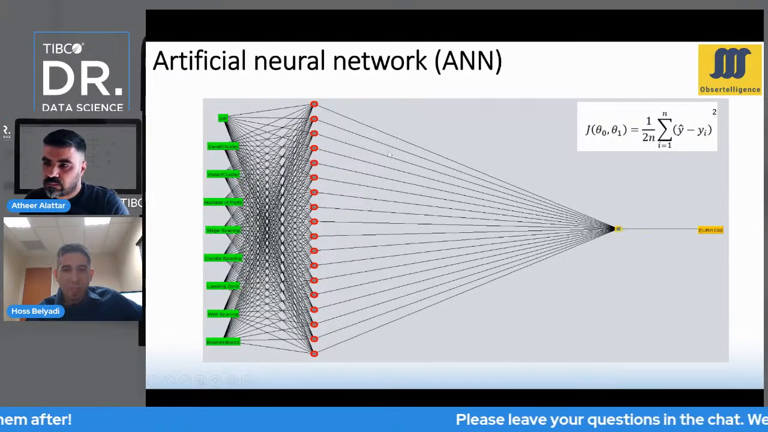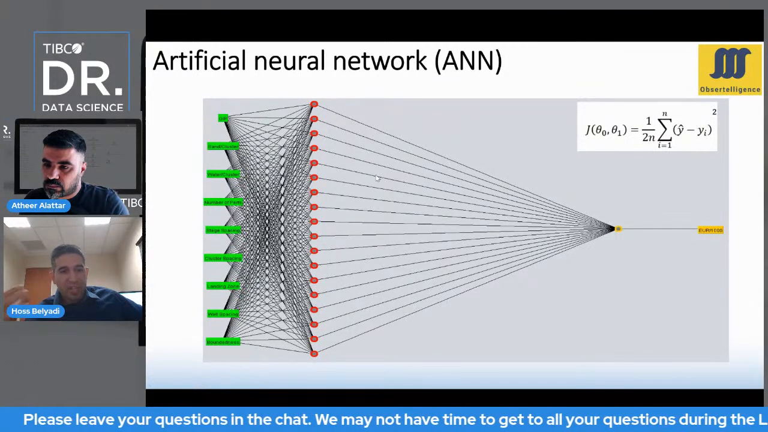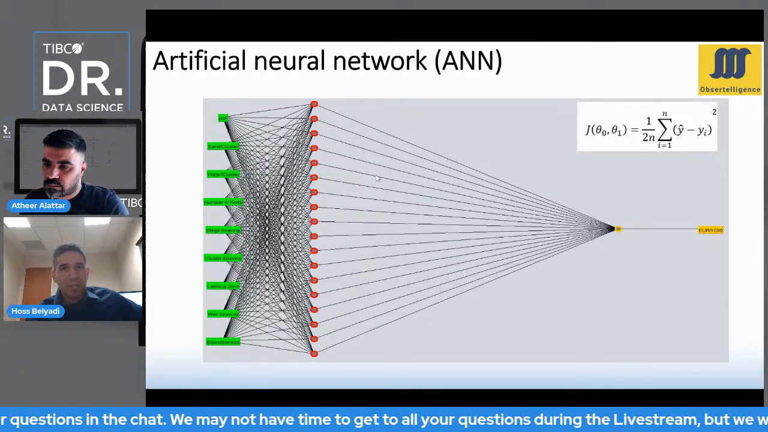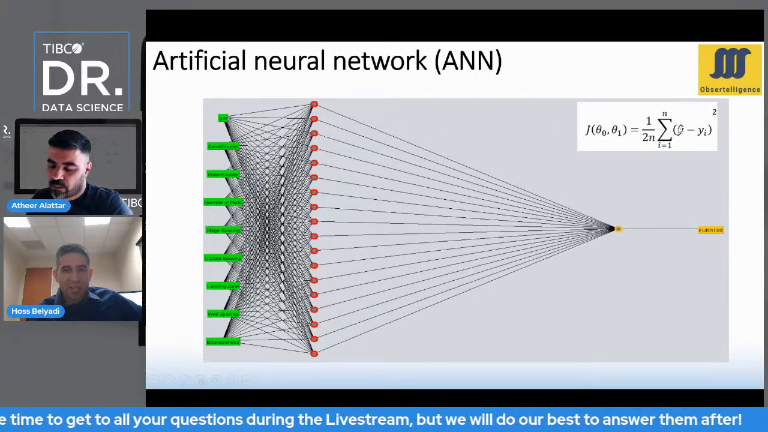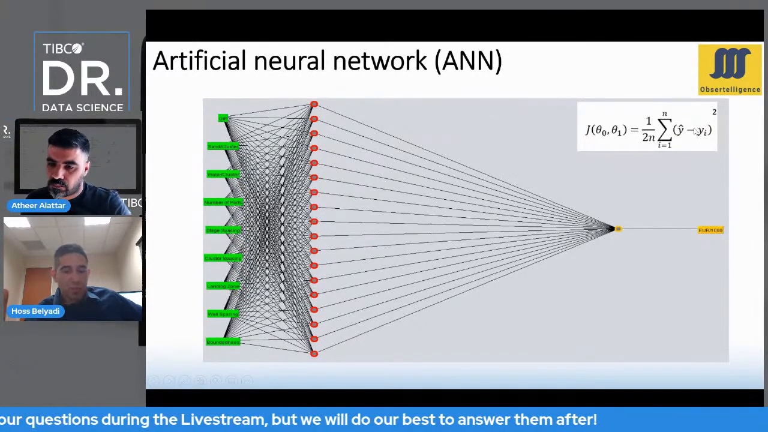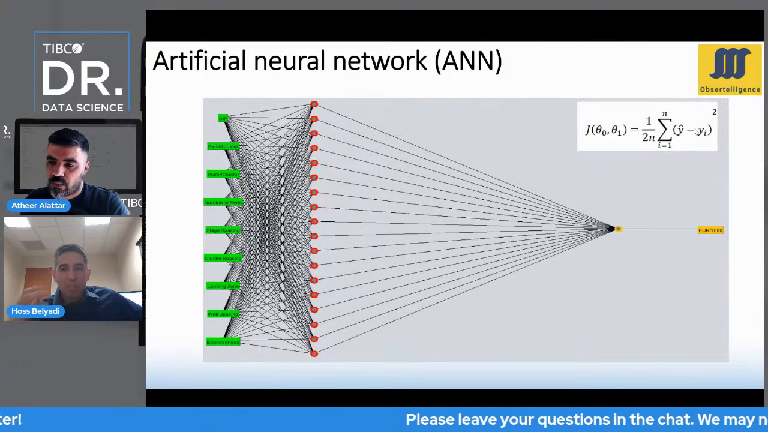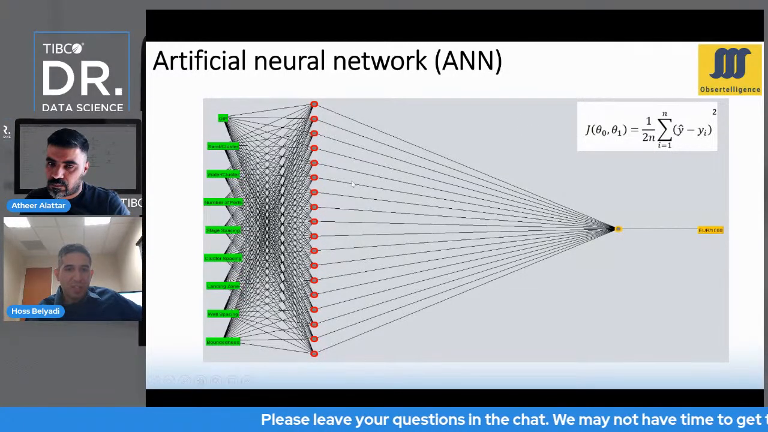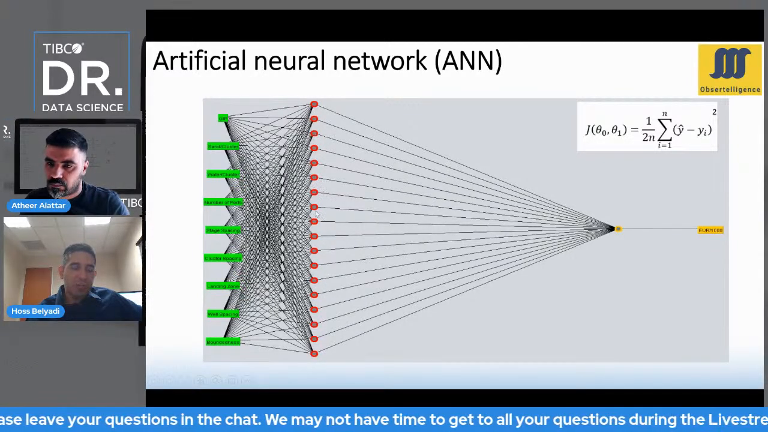So what we're trying to do in an ANN, in a neural network, which is the fundamental building block of any kind of deep learning model, is minimize a cost function. That cost function is simply defined as the difference between actual minus predicted values. We're going to get into that in detail in a minute, but just bear with me while I define this. This is your hidden layer, and each of these circles is a neuron.